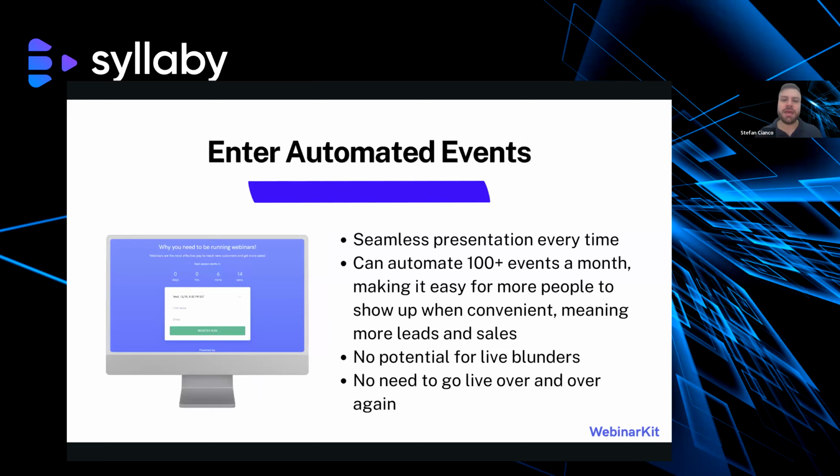What I love about automated events is you get a seamless presentation every time. You can automate over 100 events per month, making it easy for more people to show up when convenient, meaning more leads and sales. No potential for live blunders and no need to go live over and over again.